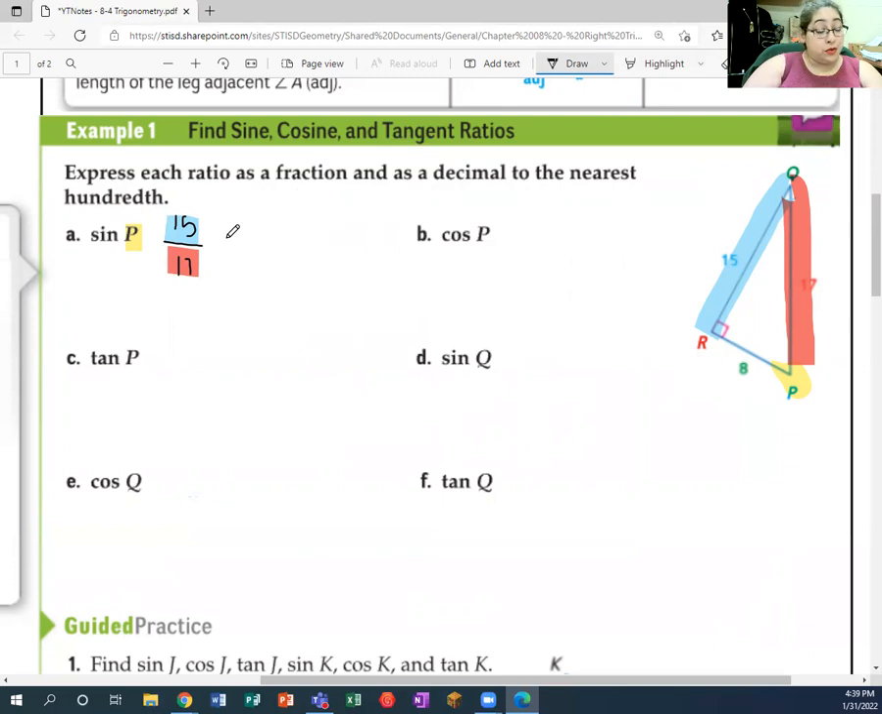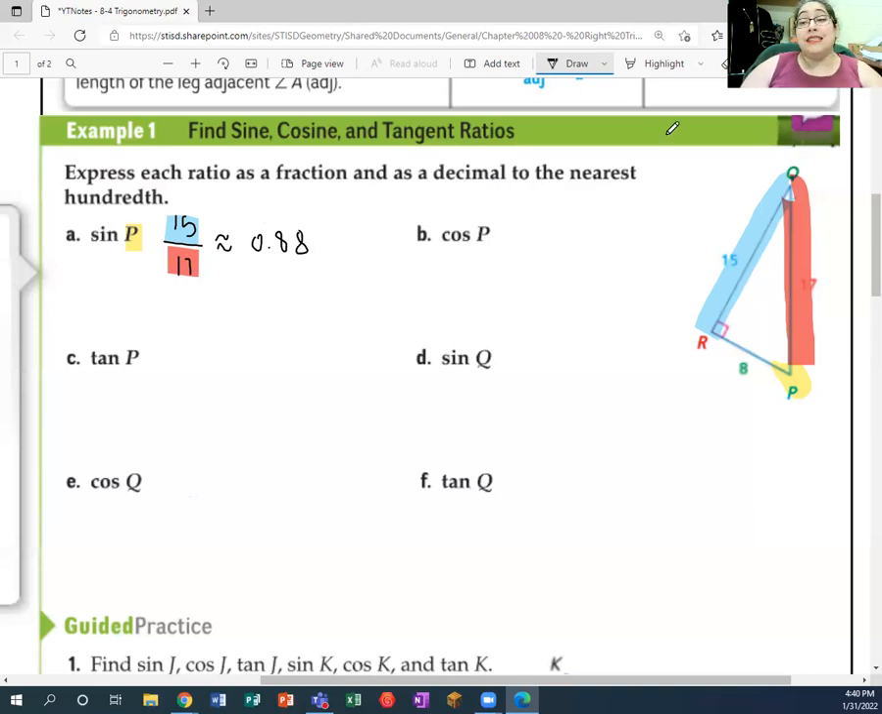As a decimal rounded to the nearest hundredth, we need to use our scientific calculators. I have a TI-30 with me today, and I'm going to look for the button that says sine. For me on this calculator, it's located right here next to the pi button. It's literally going to be SIN, sine. So I'm going to push sine, and then, oh wait, this function only works if I'm using an angle measure. I'm just going to type in this fraction and write the decimal expansion. So 15 divided by 17 is about 0.88.